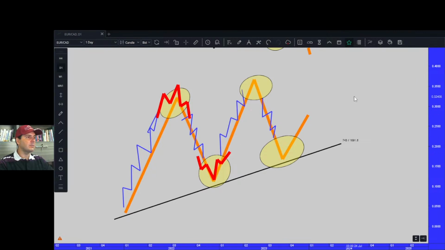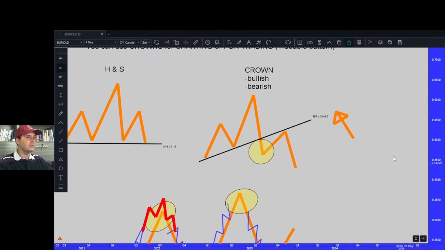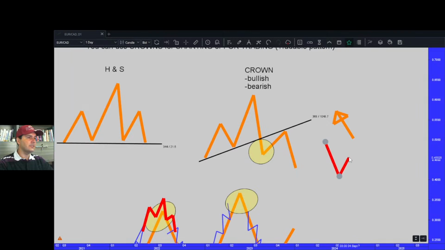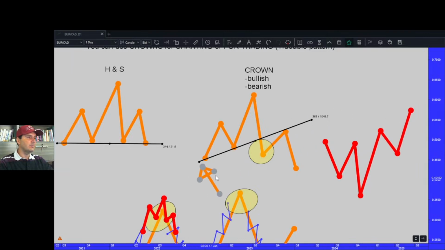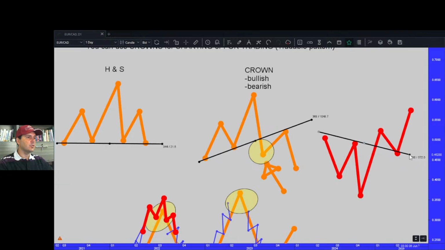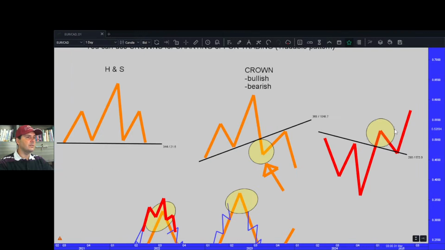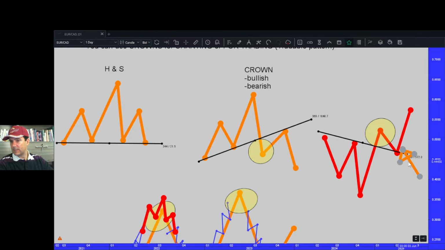Boss, what is a bullish crown? A bullish crown is the same as a bearish, just instead of making a lower low, we're going to have a left tip, and then a center tip making a higher high. So a bearish crown is going to make a lower low, a bullish crown is going to make a higher high. Yeah, it's that simple. It doesn't get more complicated than this.